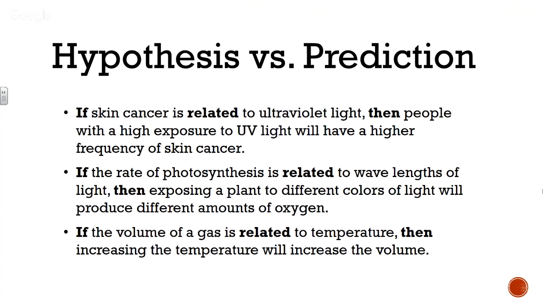So if skin cancer is related to ultraviolet light, then people with high exposure to UV light will have a higher frequency of skin cancer. How does that sound? Right? Do we have some sort of scientific explanation or theory or concept? Right? There should be something before that maybe talks about the relationship between UV and skin. Sorry, were you going to say something? No? But essentially, you will follow this up with your rationale.